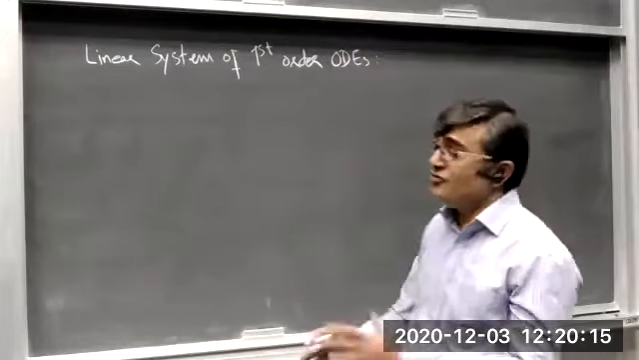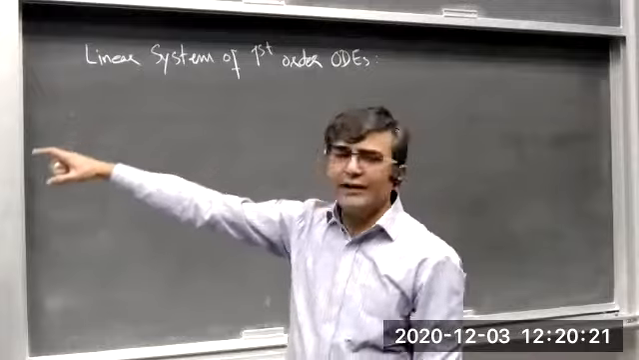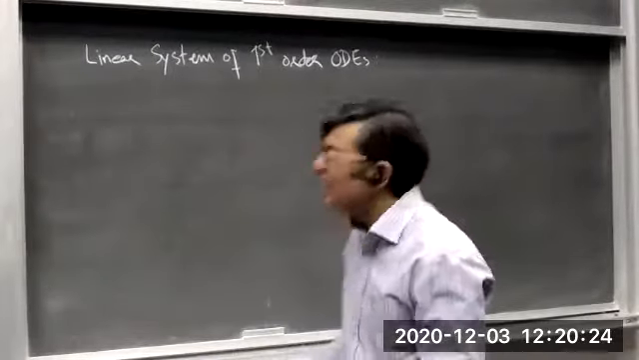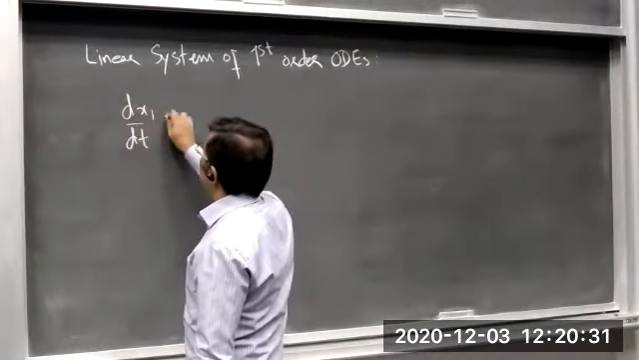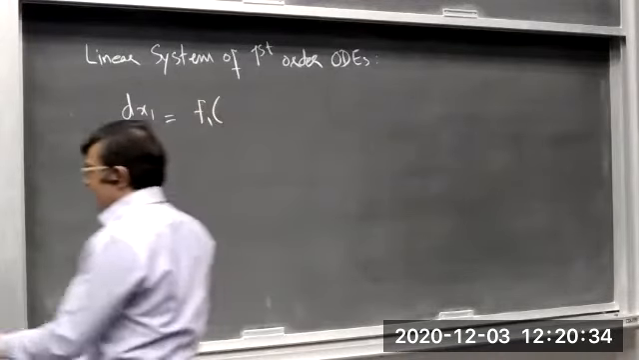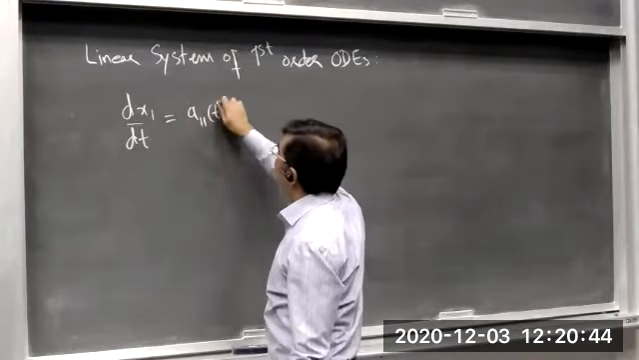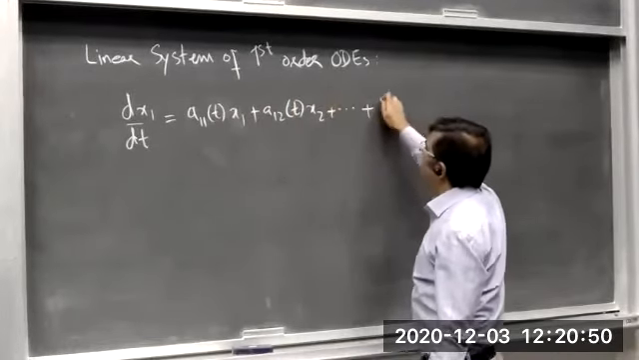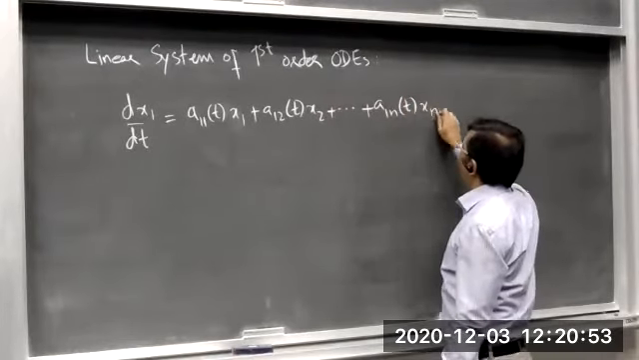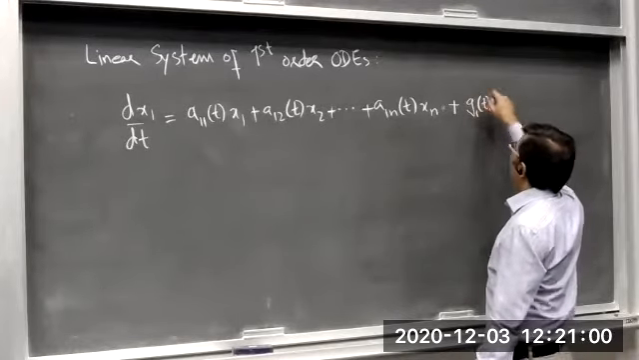Before, we have written a general system of first order ODEs. In that, the first order ODEs might not be linear. Now, if they are all linear, then how can we write it? We write the linear form of that f function: dx1 by dt is equal to a11 of t x1 plus a12 of t x2 plus so on plus a1n of t xn plus some g1 of t, which is only a function of t.